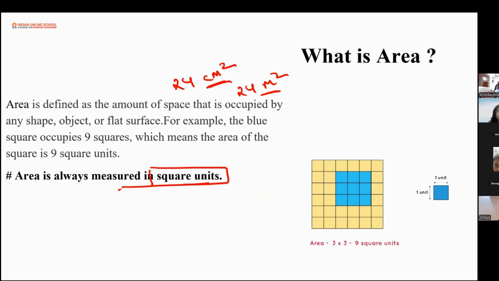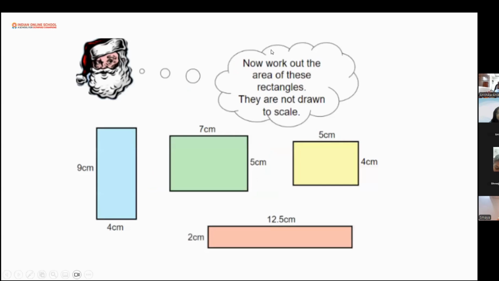Okay, moving on. So there are certain formulas. Mathematics is all about numbers and formulas. Since Smaya said she knew, what's the formula for the area of a square? Do you know?